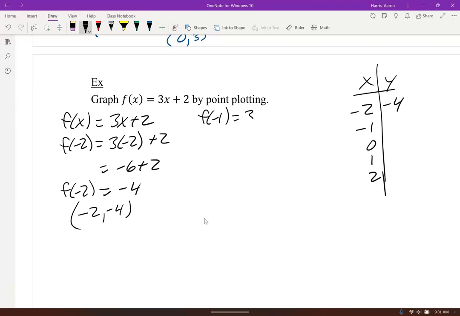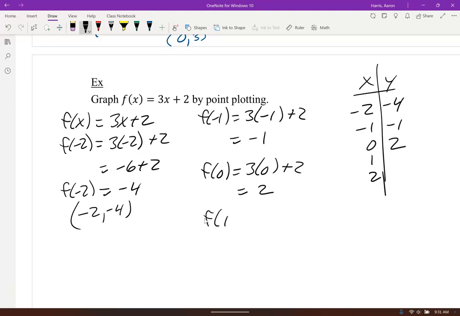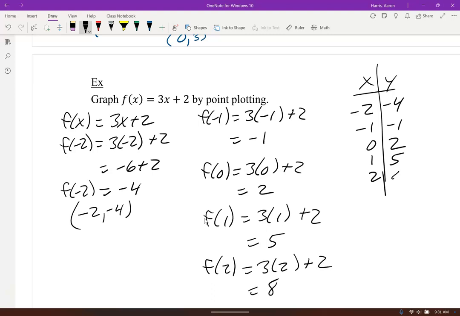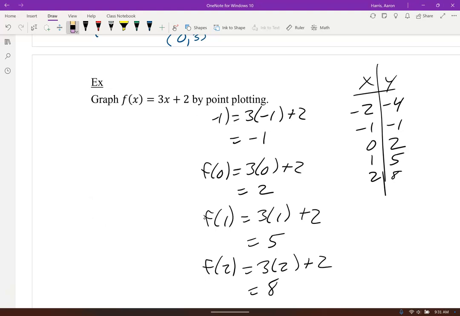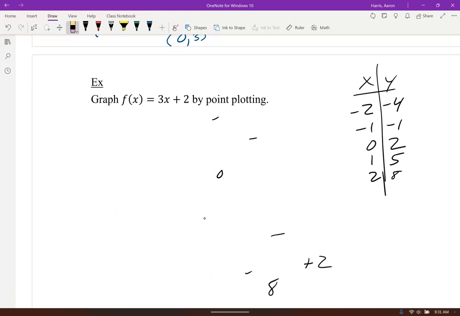Now let's find f of -1. I got -3 plus 2, or -1. Let's find f of 0. 0 plus 2 is 2. f of 1: 3 times 1 plus 2. 3 plus 2 is 5. And finally f of 2: 3 times 2 plus 2. 6 plus 2 is 8. There are my points. Now I'm going to plot those points on my graph. I'm going to check it with Desmos.